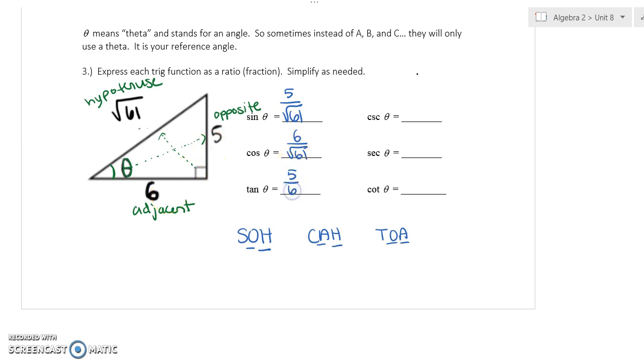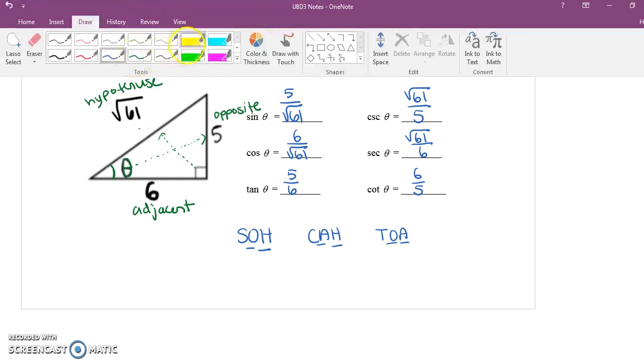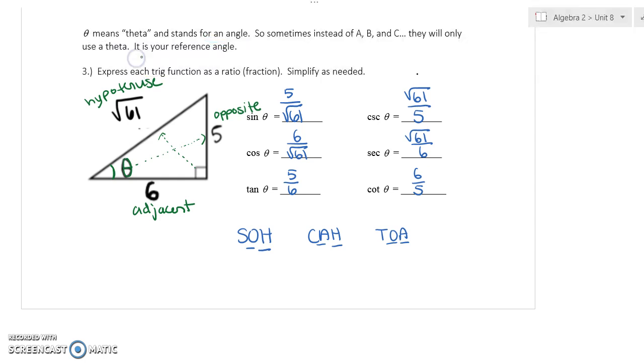And then we're going to do the reciprocals. So this is square root of 61 over 5. And we have square root of 61 over 6, and 6 over 5. Now, your teacher might ask, especially for the ones for sine and cosine, since we have a square root in the denominator, your teacher might ask you to simplify that more by multiplying top and bottom by square root of 61. And so you would get 5 times square root of 61 over 61.